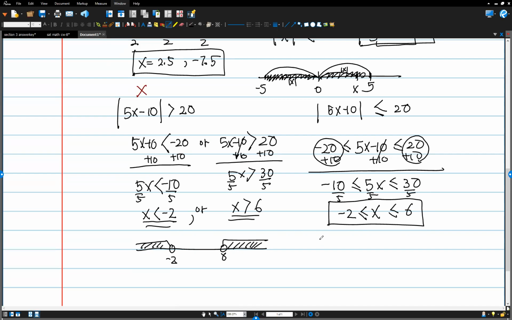This is inside the solutions. We have equality, always inside solutions. This one is already outside the solutions. This is what we say is an or solution. This is my and solution.